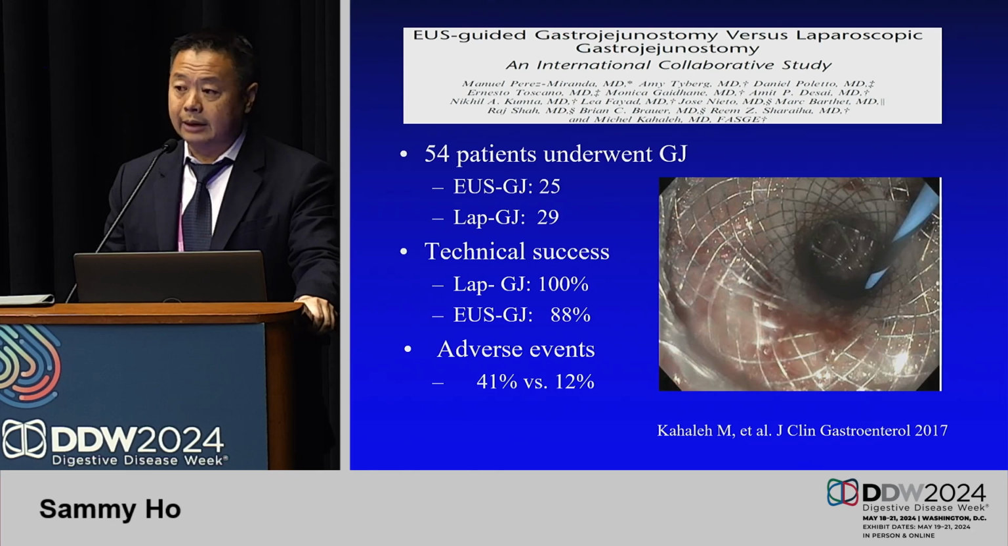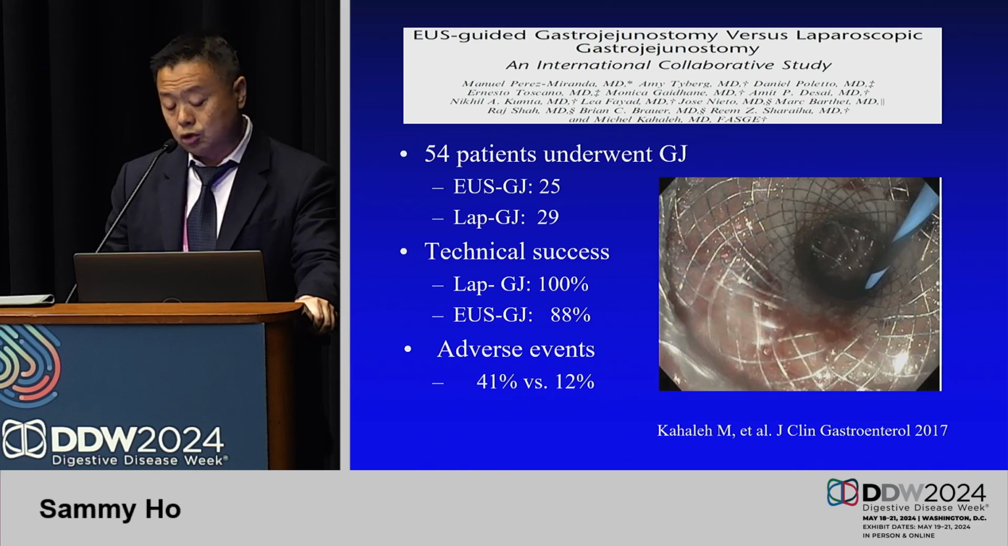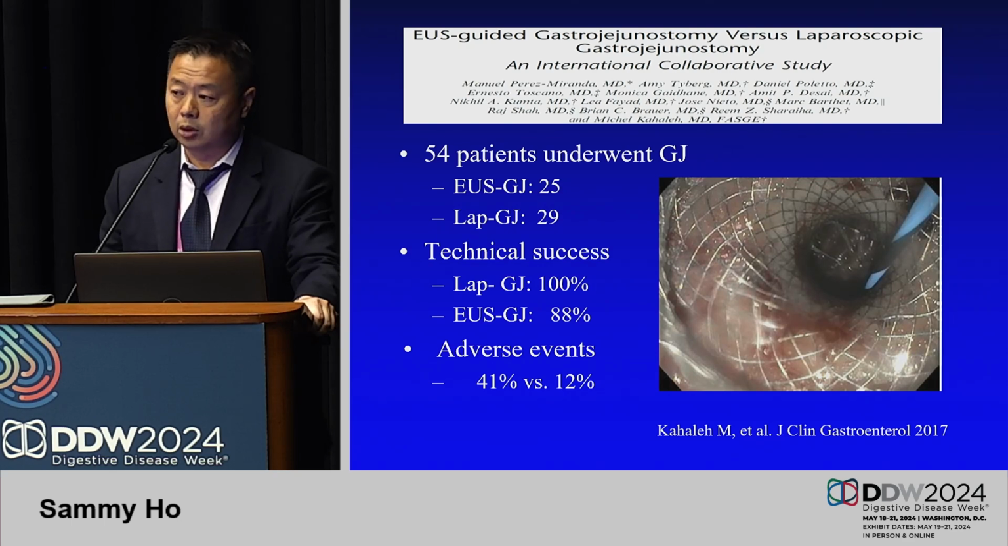But more commonly these days, we do a lot of the EUS guided gastroenterostomy. In this study, comparing laparoscopically done GJ versus EUS guided GJ, they both have a high success rate, but not too surprisingly, the adverse events were lower in the EUS group.